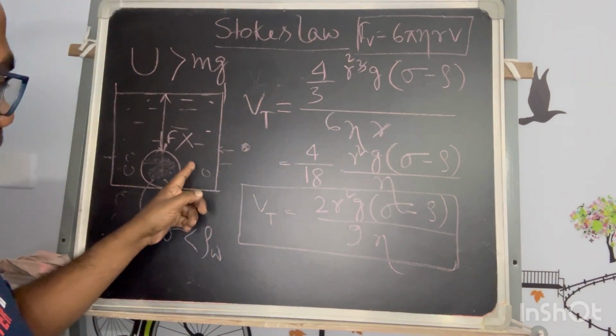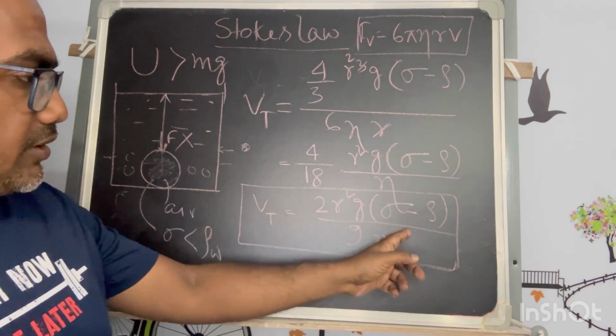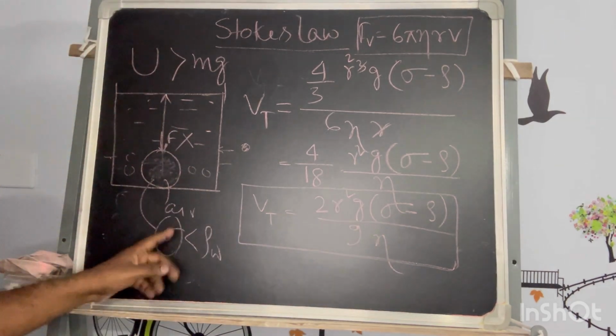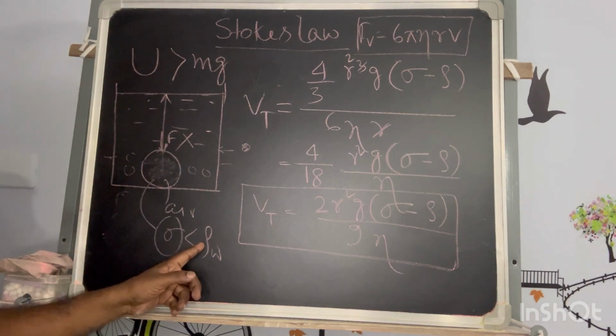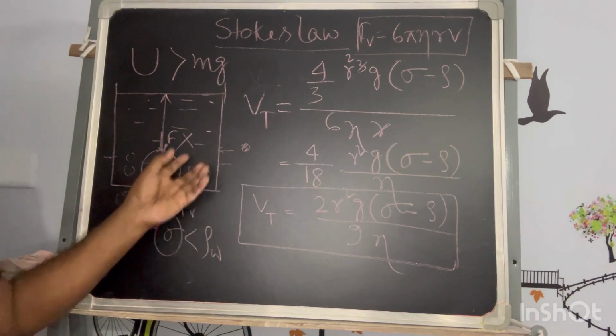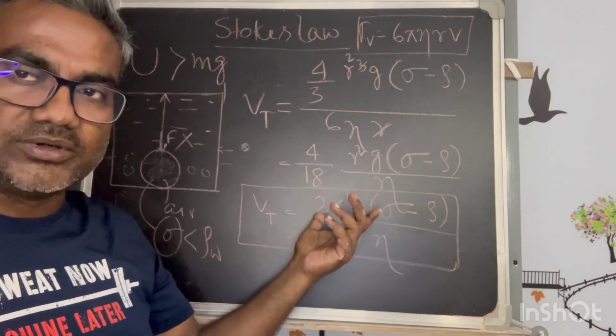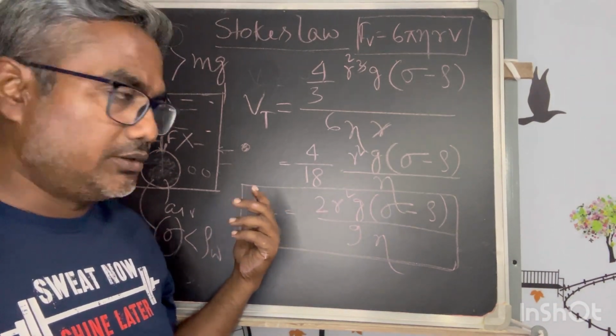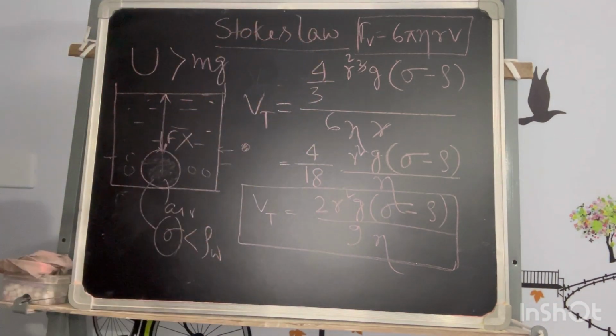If you see that motion, the density of the air bubble is less than the density of the water, and that's why the motion will be reversed. But then also you will get some terminal velocity. Okay, so these are the two different cases on Stokes law that may happen.